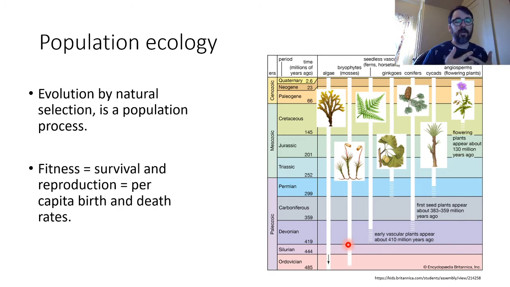And the way we can connect ecology and evolution, we talked about this already, is through the concept of biological fitness, which we define as survival and reproduction, right? Births and deaths. So it's clearly a population level process. And if we have the sum total of survival and reproduction, we can actually get a per capita birth and death rate at the population level.